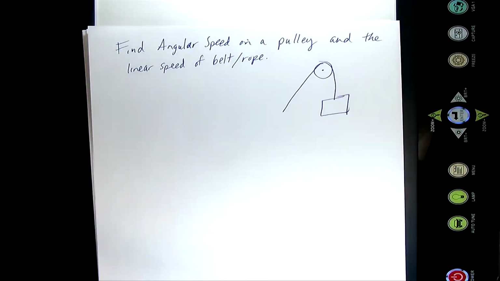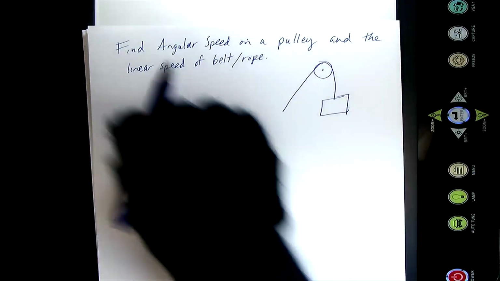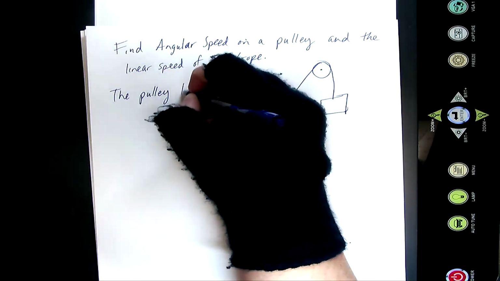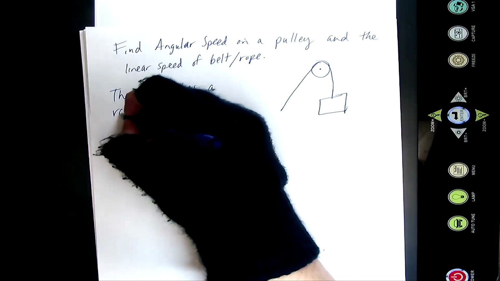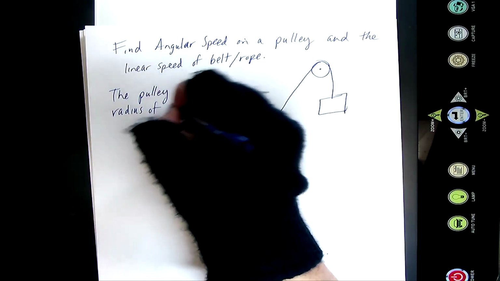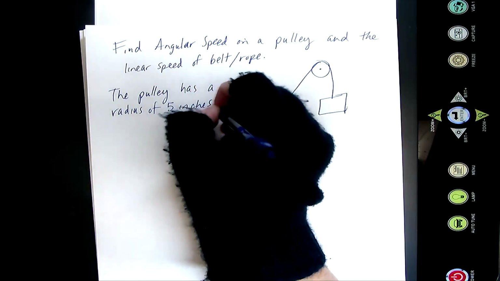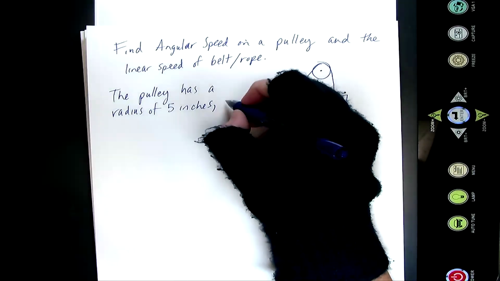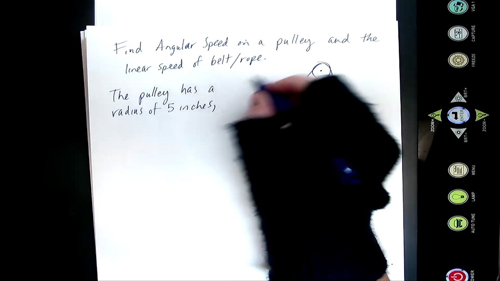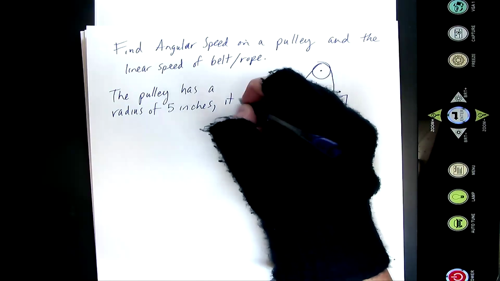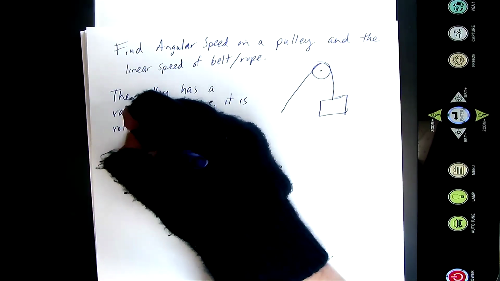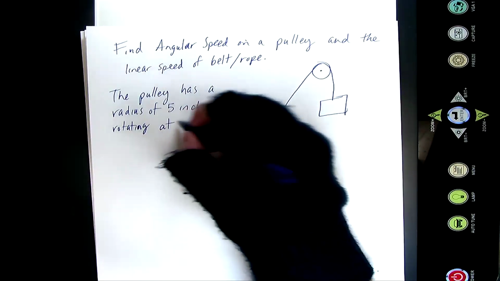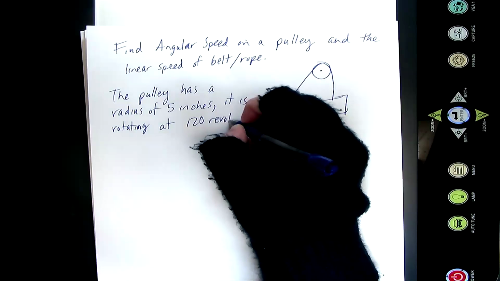So, we've got a pulley. The pulley has a radius of 5 inches, and it is rotating at 120 revolutions per minute.